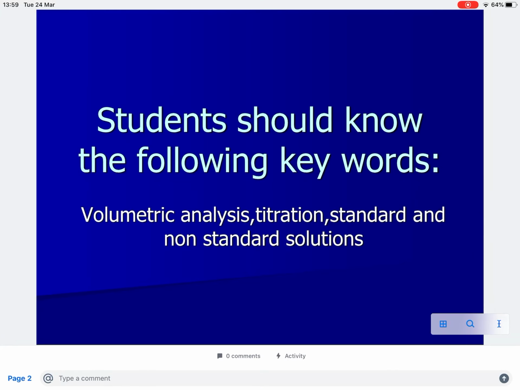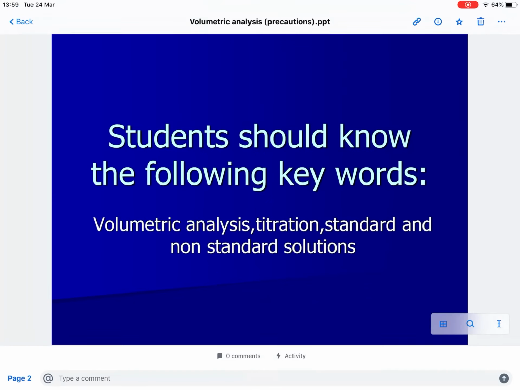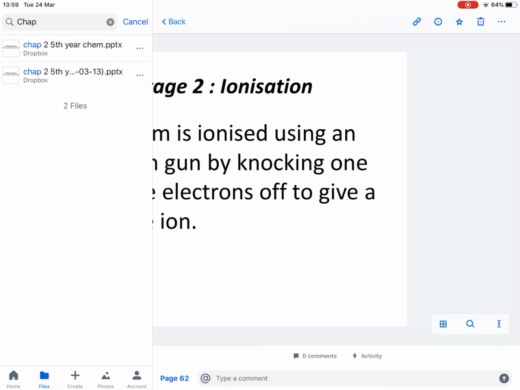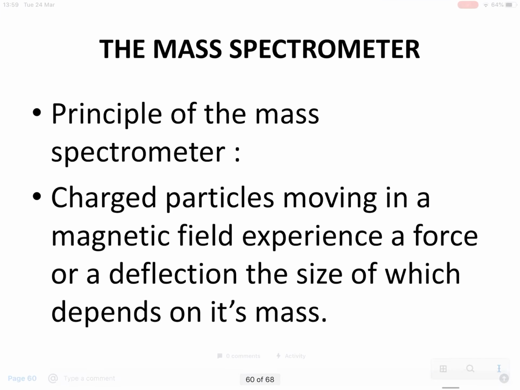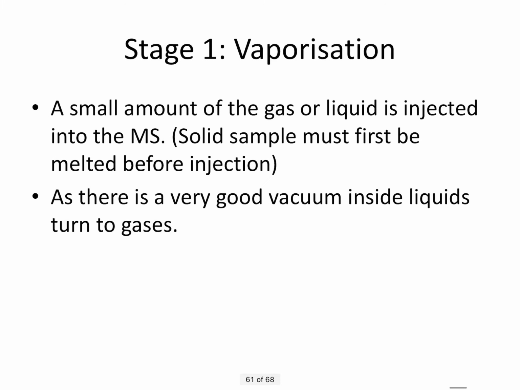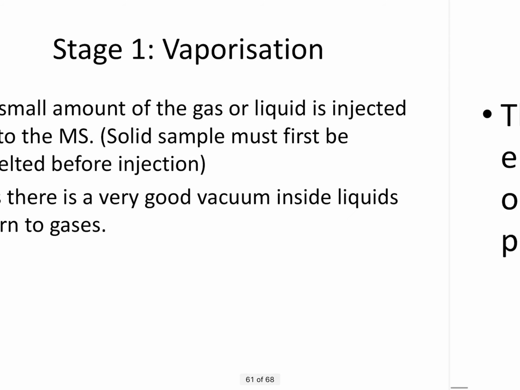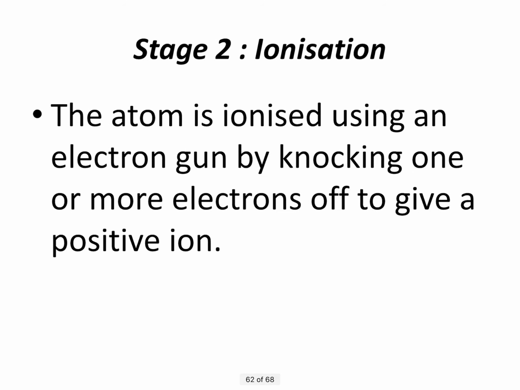Okay, now I just want to run back to the PowerPoint here for a second, and in the PowerPoint here, look, we can just run through what I used the diagram for. So the mass spectrometer, the principle: charged particles moving in a magnetic field experience a force or a deflection, and the size of that force depends on its mass. Stage 1, vaporization: small amount of the gas or the liquid is injected into the mass spec. Very, very good vacuum, so practically an empty space, and the liquid turns to gas. So that's vaporization.